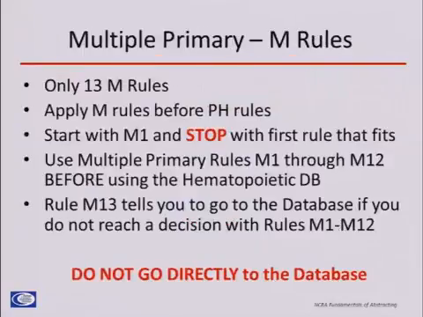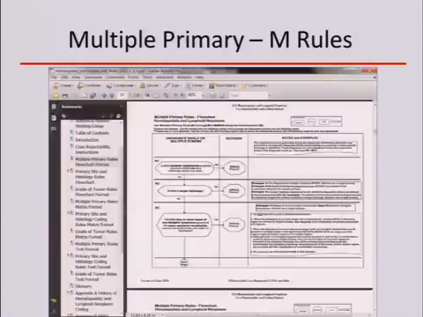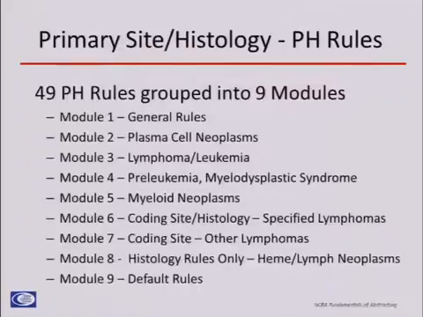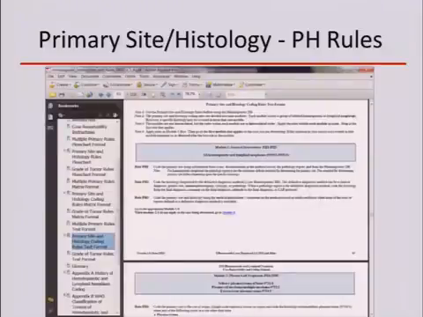The M rules, there are only 13 of them, so they're really simple. So if you see a reference to an M rule, please go there. And if you see a reference to a pH rule, please go there. This is an example. I'm not going to go through all these. There are 49 pH rules, which is why they're in modules. So you go to the module that you need to go to. The database will tell you what module to go to so you can navigate to the right place. Otherwise, 49, how am I going to find the rule I need? Or who's going to read it? I wouldn't. So we had to navigate it.